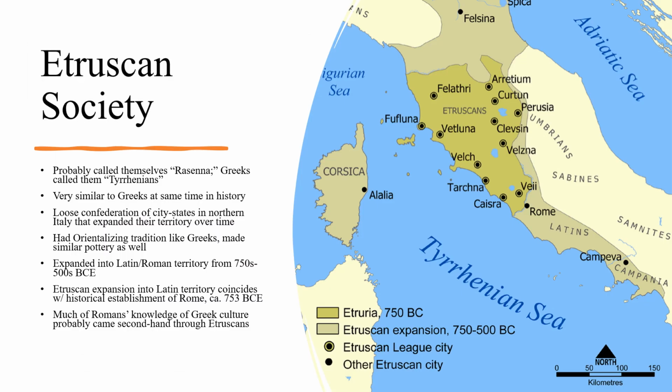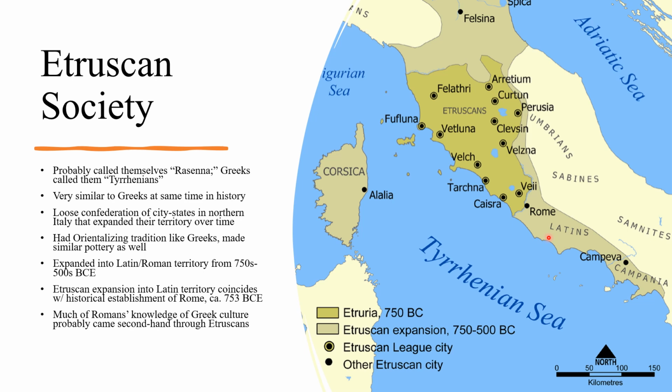Now I want to talk about Etruscan society as a whole. This map shows Etruscan society about the year 750 BCE, about the time the city of Rome was said to have been founded. And then this lighter color here shows the expansion of Etruscan culture and civilization, extending through Latin territory past Rome. It's possible that the Latin people, whoever they were descended from, saw the Etruscans as a threat, and that's what led them to found the city of Rome.